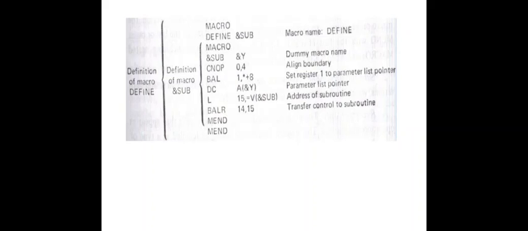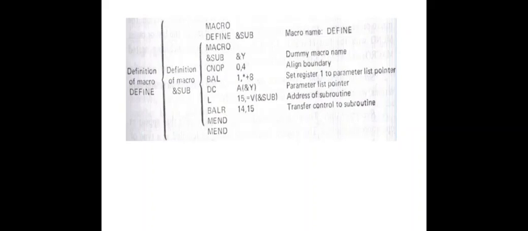Next, in the third statement you are writing MACRO, which tells that you are going to start the definition of the second macro. In that the macro name is again &SUB, and for that you have given the parameter &Y, which is a dummy parameter. In that we are writing 5 statements which perform some simple task. First you have CNOP, where you align the boundaries between 0 and 4. Then you set register 1 to the parameter list pointer with BAL, that is 1,*+8.